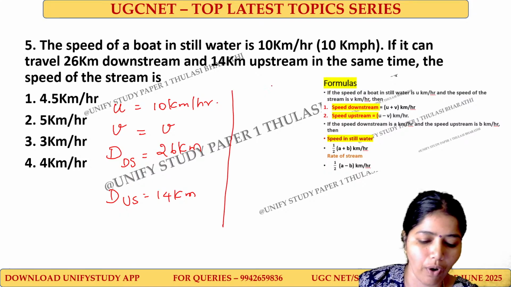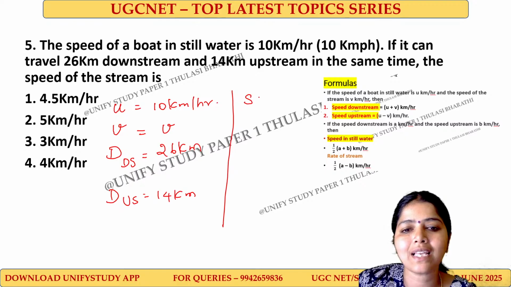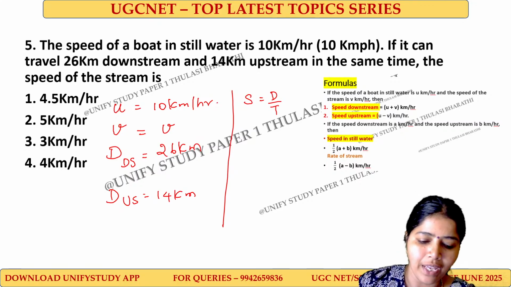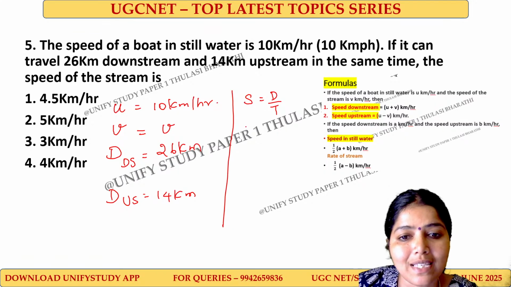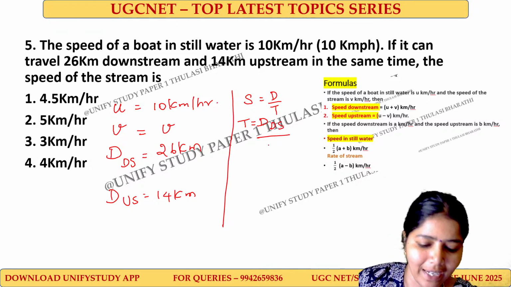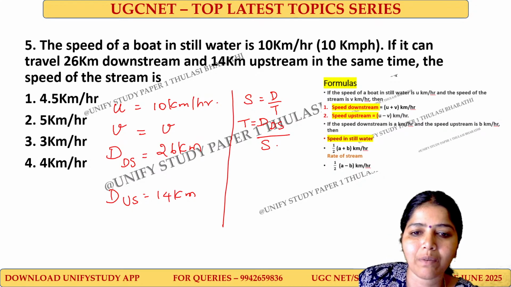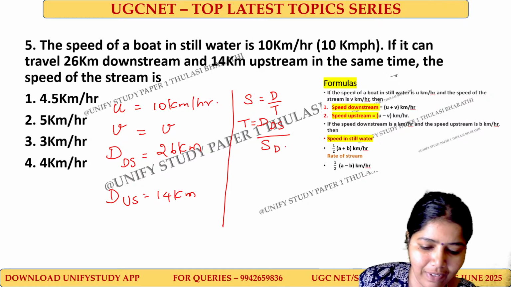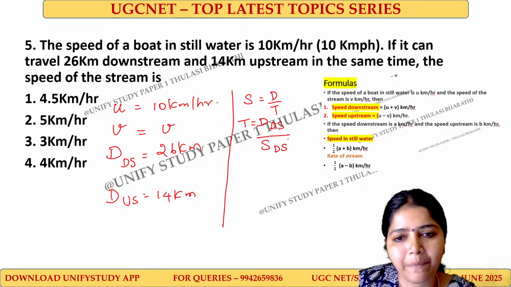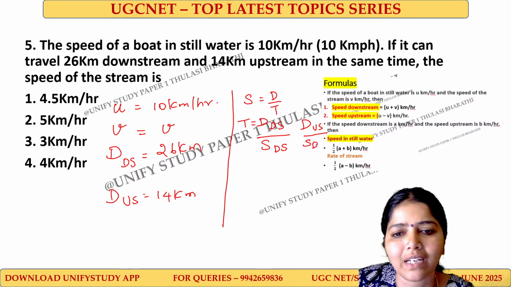As we all know the formula, speed is equal to what? Distance divided by time. This formula we know. Here, the time remains the same. So the time is equal to the distance covered downstream divided by the speed downstream, that we can have, right? Yes. The same time for the upstream, we have the distance covered upstream and the speed upstream.